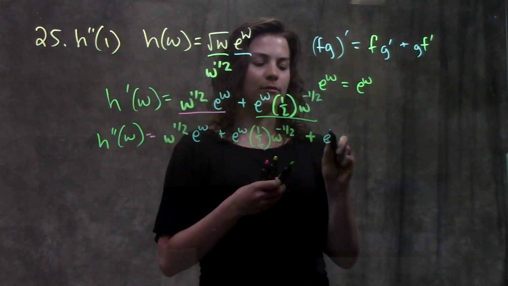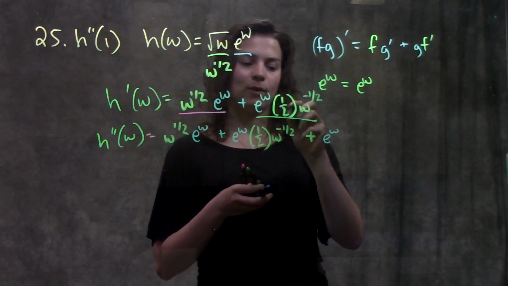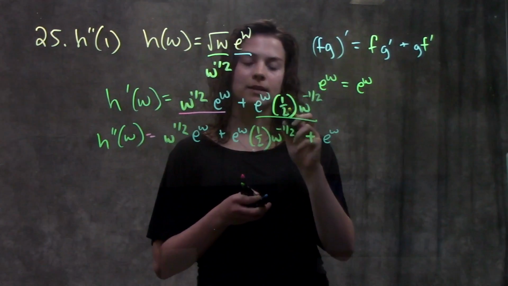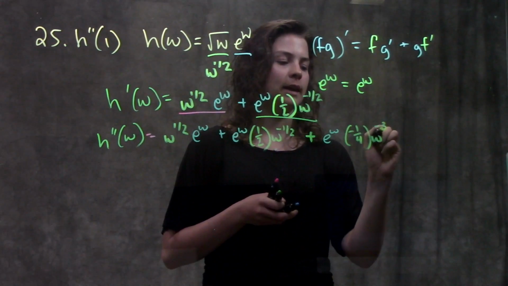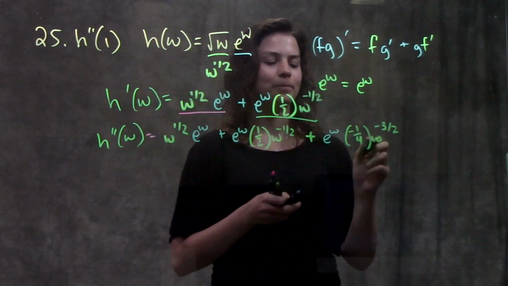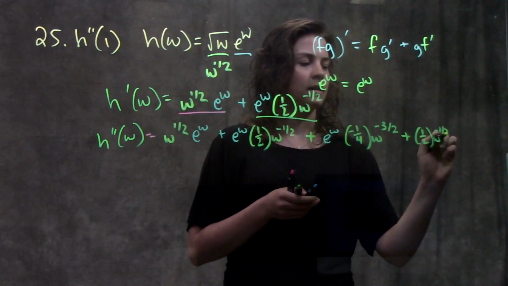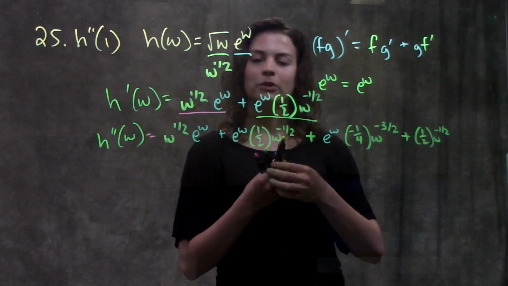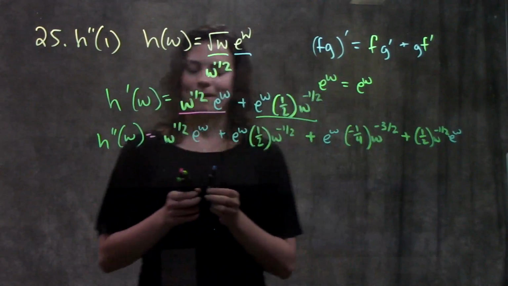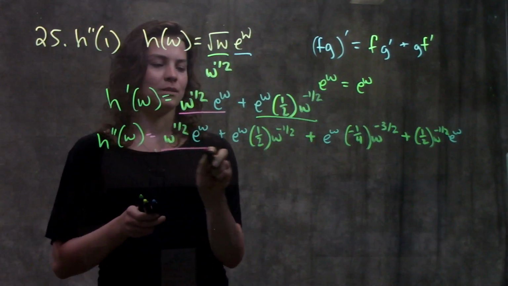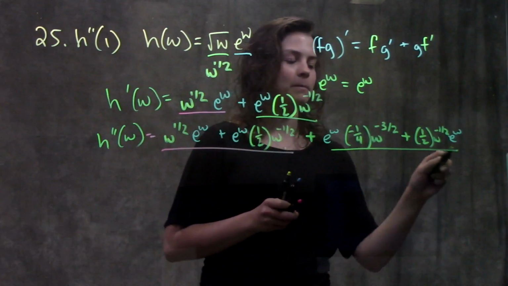I have my first times the derivative of the second. This time I bring down a negative 1/2. Negative 1/2 times positive 1/2 gives me negative 1/4, w to the negative 3/2 when I subtract 1, plus my second times the derivative of the first. The derivative of e to the w is just e to the w. Okay, so here is my derivative of this first part. Here's my derivative of the second part.